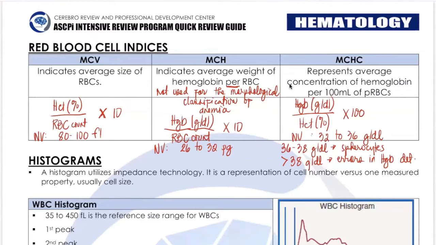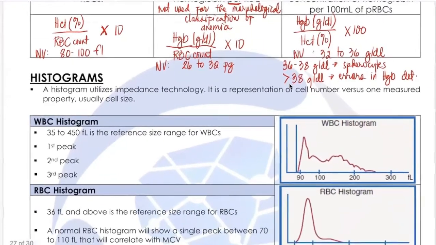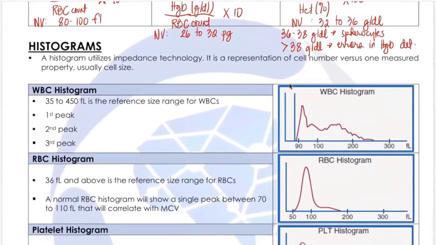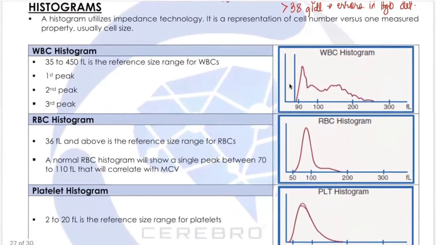So yan po yung ating mga red blood cell indices. So let's go to our histograms. So a histogram utilizes impedance technology, and it is a representation of the cell number versus one measured property. And since impedance yung technology, usually that property is the cell size. So we have our different histograms for the different cellular population.